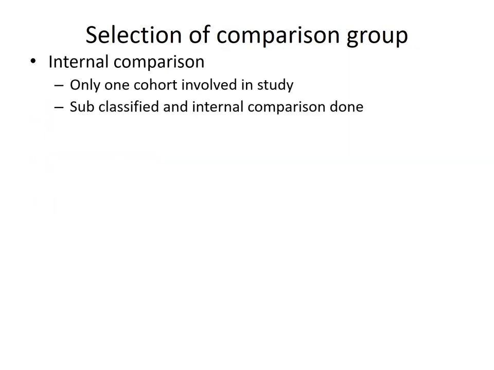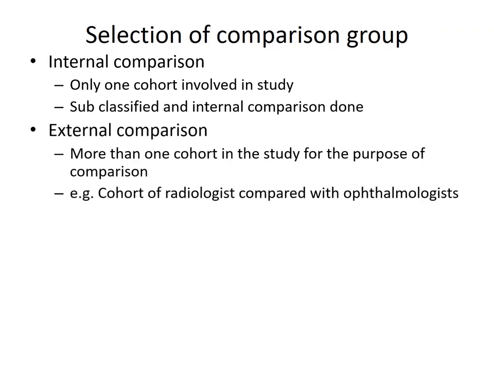Selection of comparison groups. We can start with one option, which is internal comparison. So we have only one cohort involved in the study, sub-classified, and internal comparisons done. Within the same cohort, we have exposed and not exposed. Both groups are followed up over time, and then by the end of the study, we have subjects with disease and subjects without disease. This is one option, internal comparison.